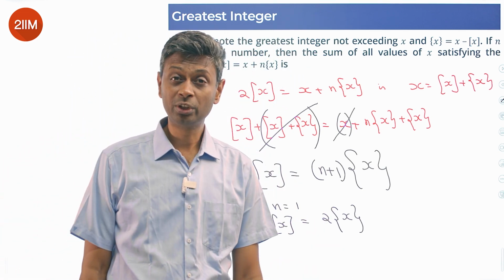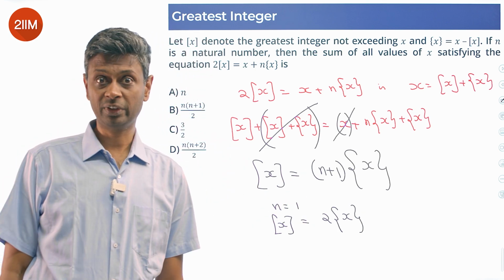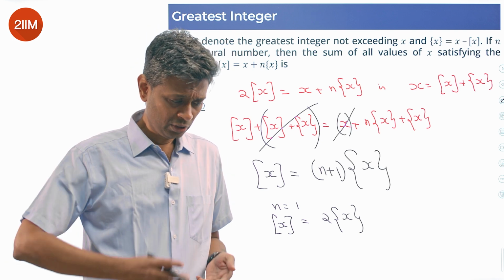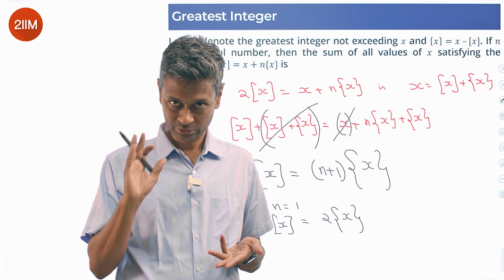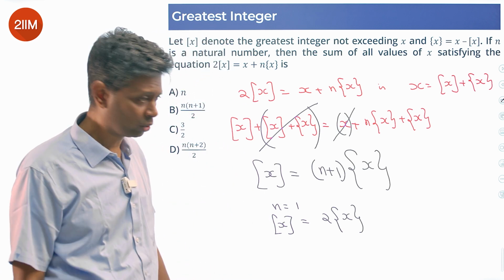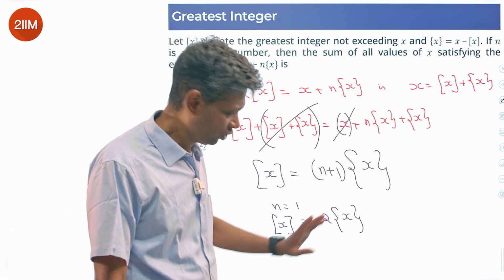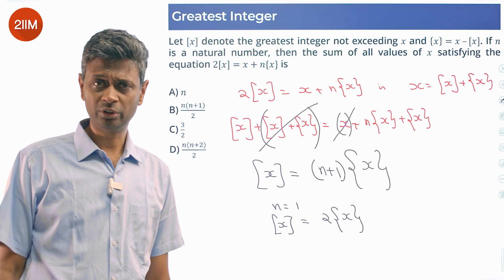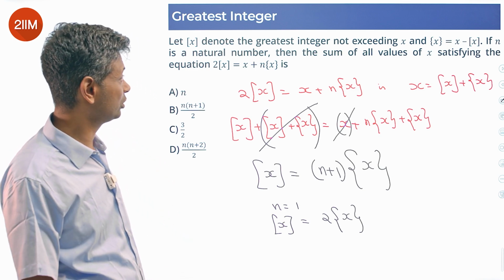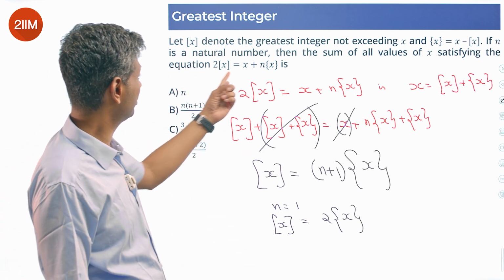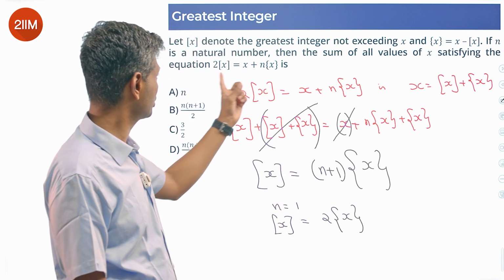Decimal part of x goes from 0 to 0.99999. So 2 times the decimal part of x can go from 0 to a little less than 2. It cannot be 2. When will it be 0? When this is 0, then this should also be 0. Then 0 is a solution. I don't care about 0 because 0 is always a possible solution for this equation. Let's keep that aside.